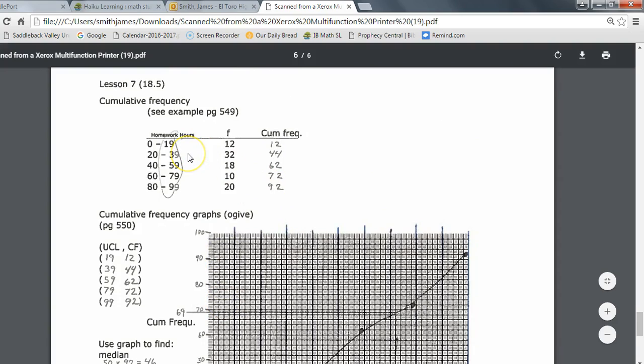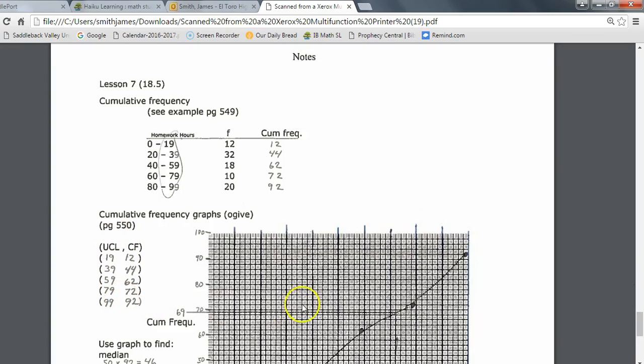The x-axis that we're going to be coming up with is going to come from these numbers right here. So these are what we call the upper class limits for each class. So 19, 39, 59, 79, and 99 are going to be the x values, and the cumulative frequencies are the y values. So these are your x's, these are your y's that go with them. So the first data point that we have would be the point 19, 12. The next point that we will plot will be 39, 44, and so on and so on. And so I listed those data points right here.